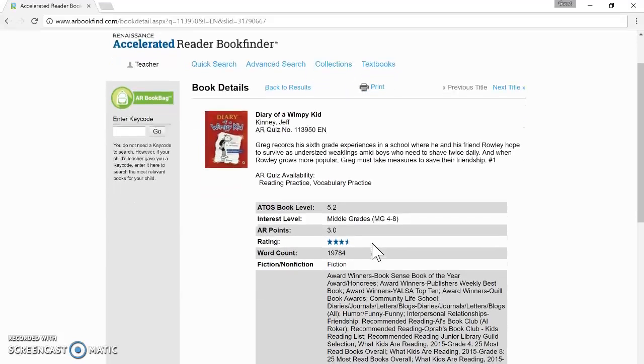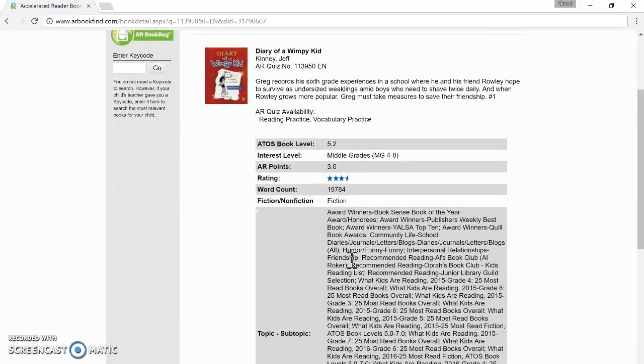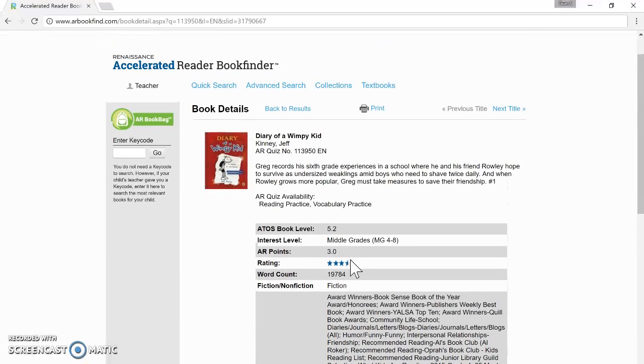So this is what we're interested in, though. I call this ATOS book level. ATOS book level is 5.2, meaning 5th grade, 2nd month. The interest level, most likely the middle grades, 4th through 8th grade. If your school uses Accelerated Reader, it's worth 3 points. You can see that readers have rated this book 4.5 stars, and it's got 19,784 words. And of course, it is fiction. So this gives you a nice, like I said, overview of the book.